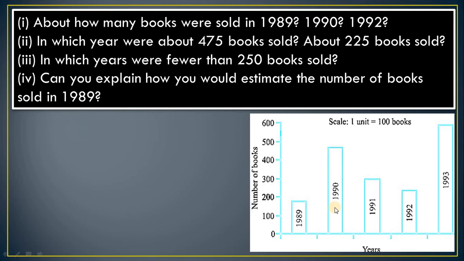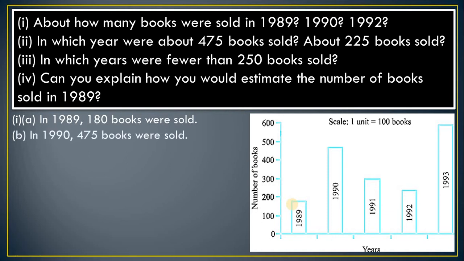You have to just observe, first 1989. Here it is more than 100 and less than 200. So this value is around 180. So in 1989, 180 books were sold. It is difficult to tell the exact number here, so we assume it is 180. Next one is in 1990. You have to check this. This is around 475 books sold.